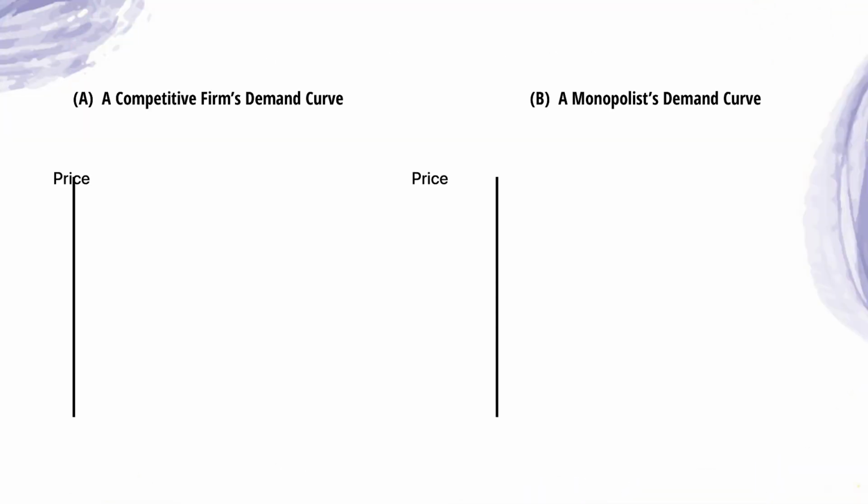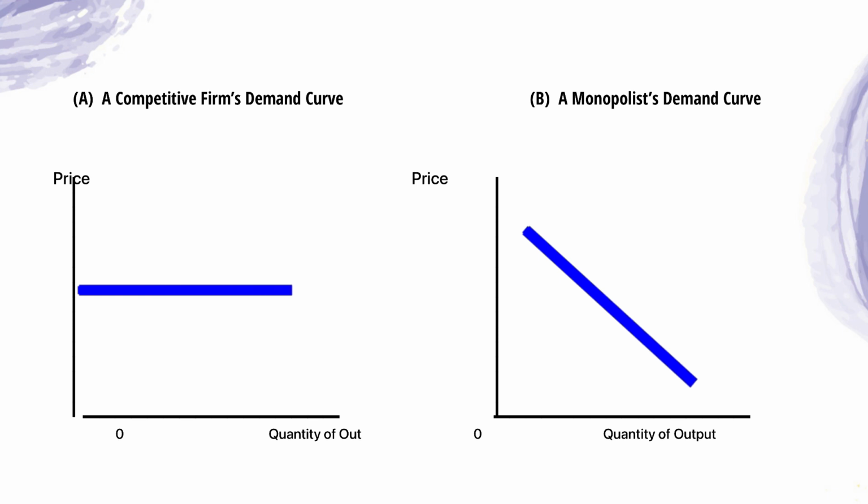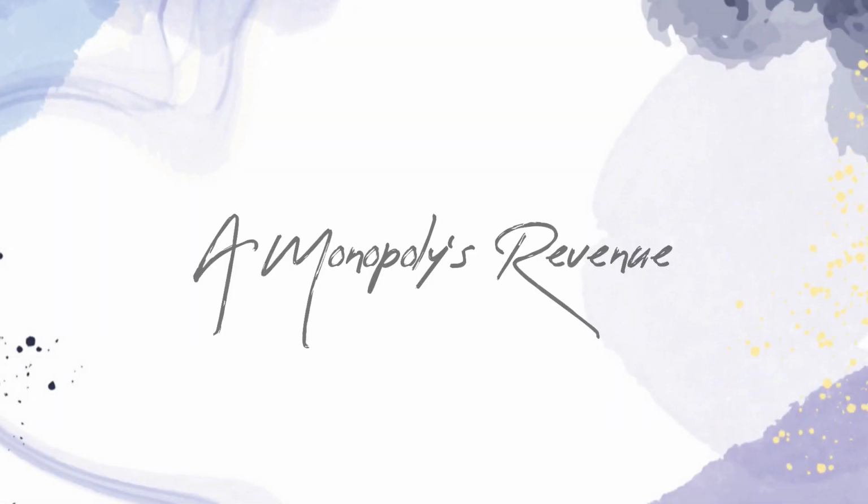Then here we have two figures. We can see in figure A, because competitive firms are price takers, they in effect face horizontal demand curves. And in figure B, because a monopoly firm is the sole producer in its market, it faces the downward sloping market demand curve. As a result, the monopoly has to accept a lower price if it wants to sell more output. Now we're moving to part 2, monopoly's revenue.